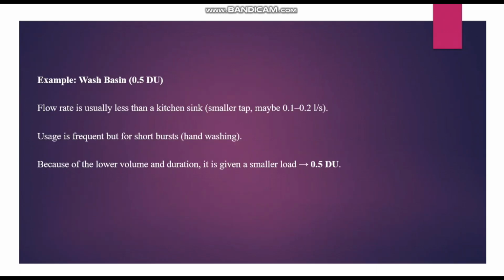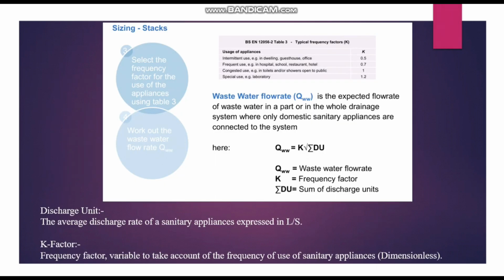But when it comes to a wash basin, it will be 0.5 discharge unit. Why? The flow rate is usually less than the kitchen sink. Usage is frequent, but for a shorter period, like hand washing. Because of the lower volume and duration, it is given a smaller load, 0.5, compared with the 0.8 of the kitchen sink.